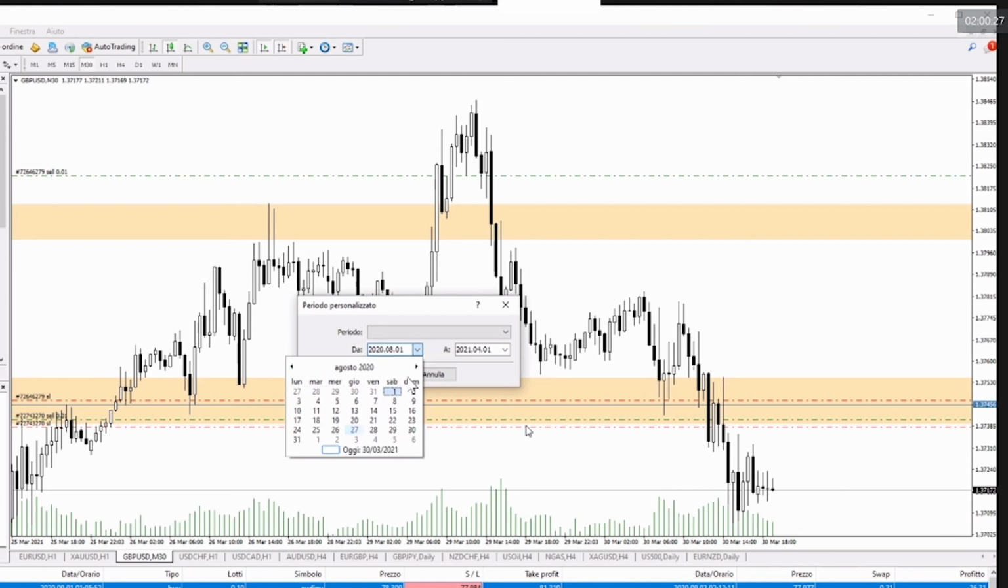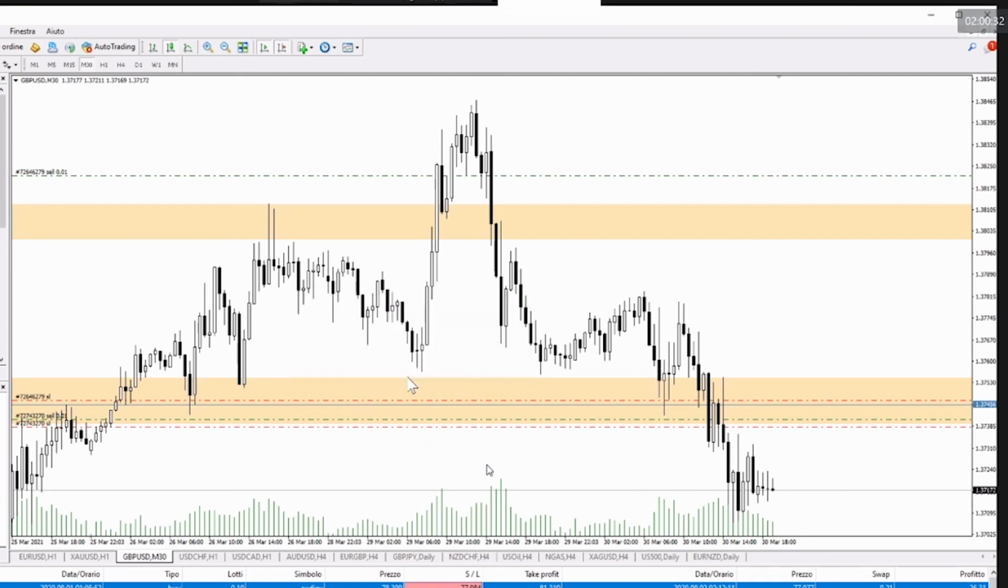Is this language Spanish on the chart? Italian. But Italian and Spanish are similar. Okay.